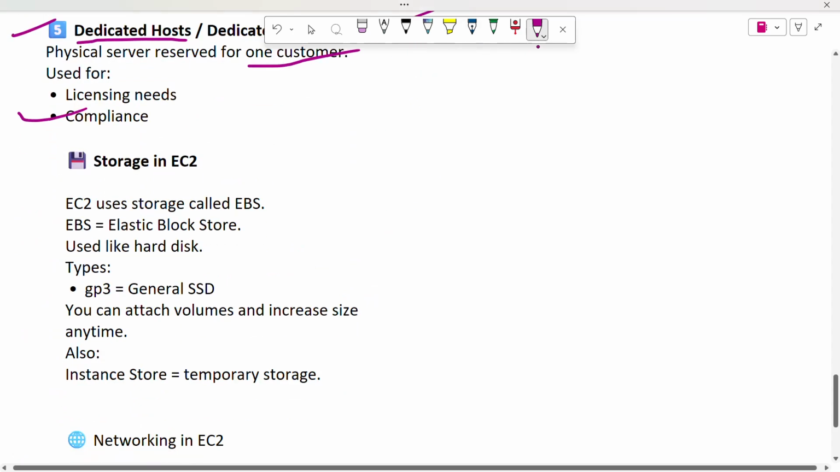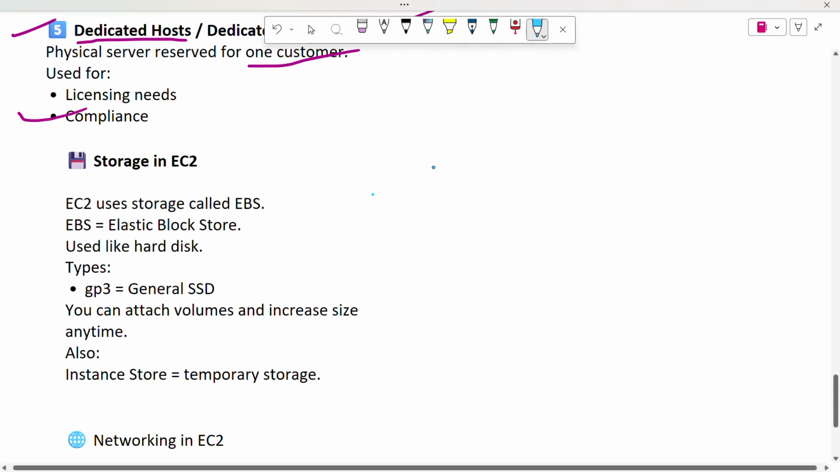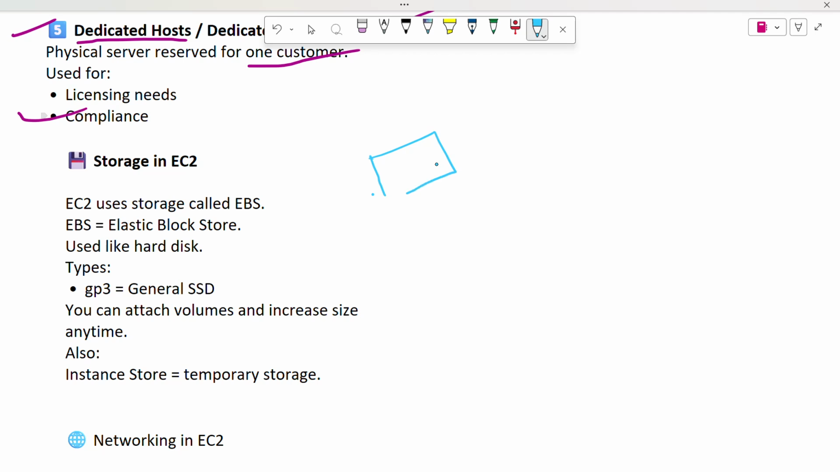Let's come back to the last session of today's topic, that is storage in EC2. Now, when we speak about an EC2 instance, let's say this is my EC2 instance.